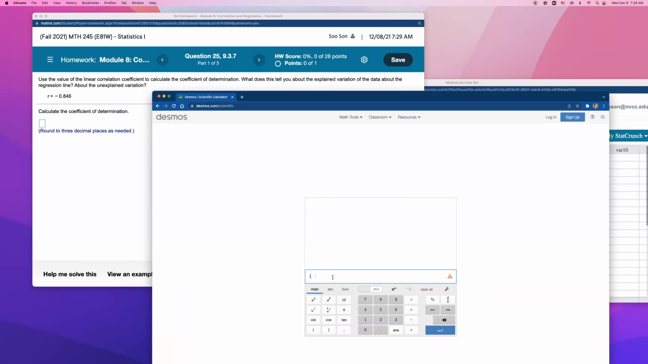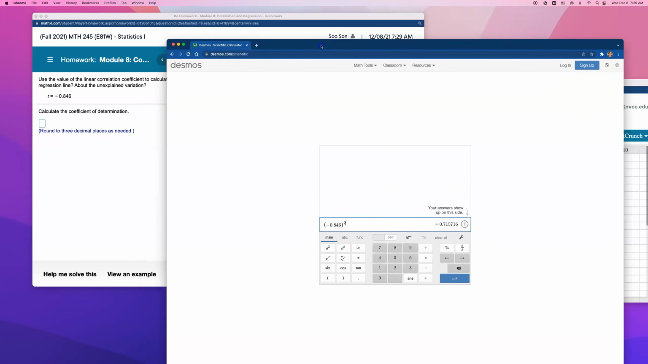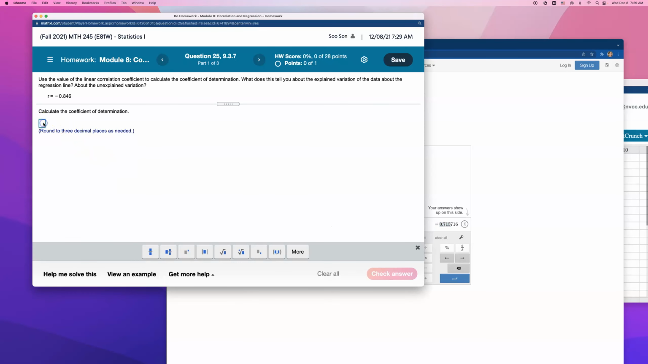R is negative 0.846, and we square that. R squared comes out to be 0.715716. When we want to round this to the nearest 3 decimal places, I have to round up.